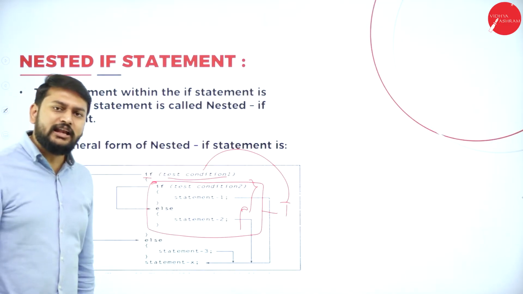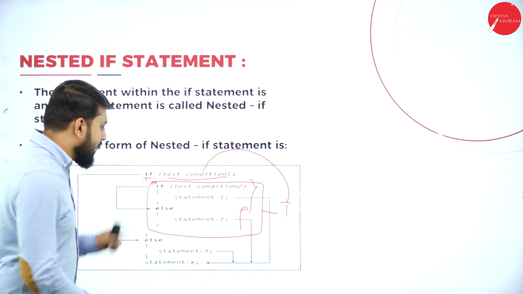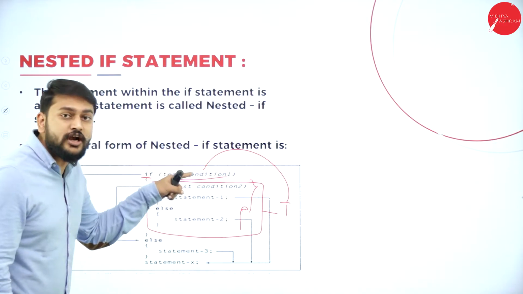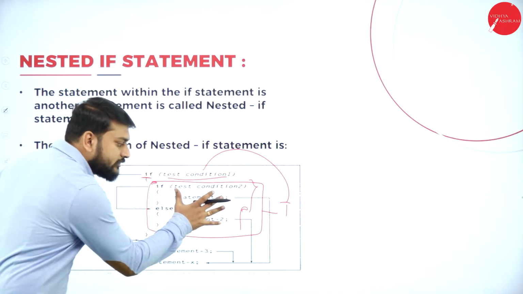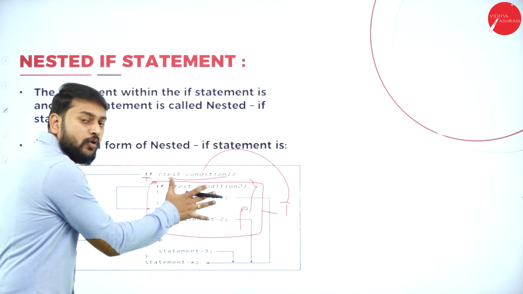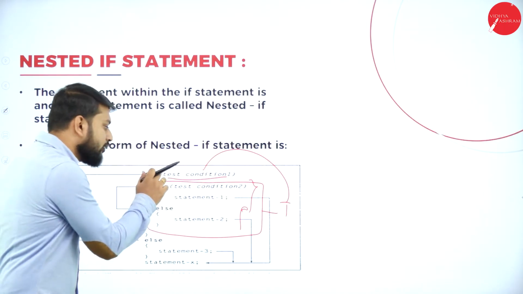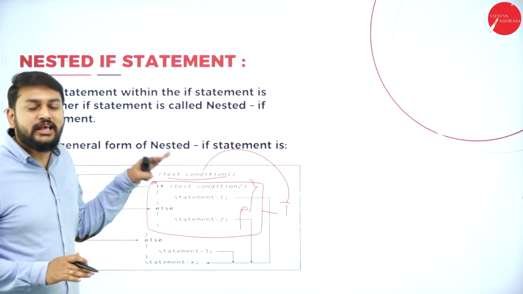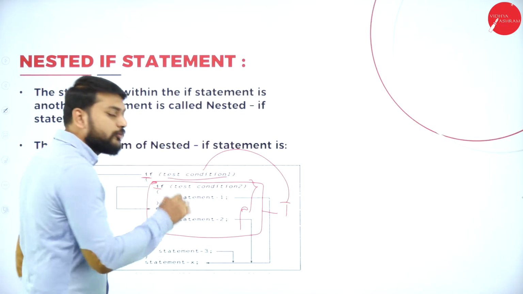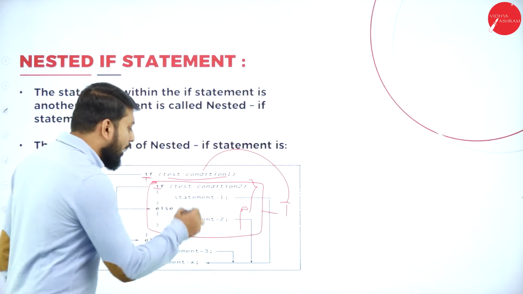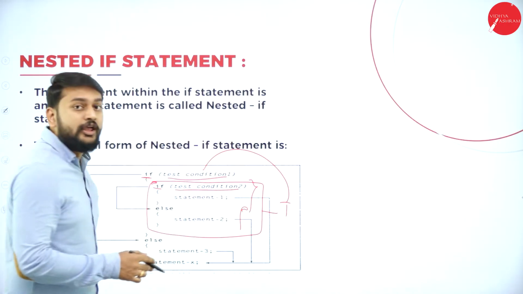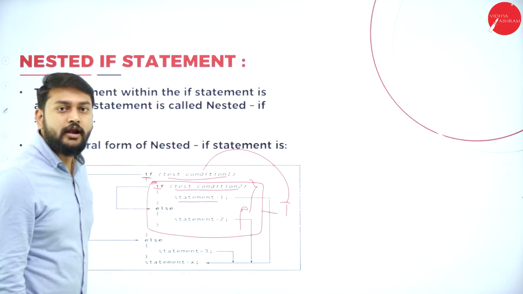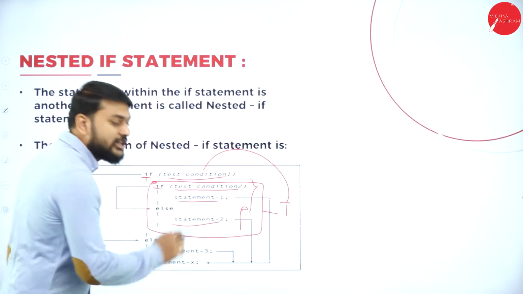What exactly does it mean, sir? Please understand, I have this if statement and this condition. If this first condition is true, only then this will be executed. Imagine this condition is true and the compiler is executing this statement. Again, I have one more if statement. What do I have to do? Again, I have to check this condition. If this condition is true, then only it will execute this statement. Otherwise, it will execute this else part.